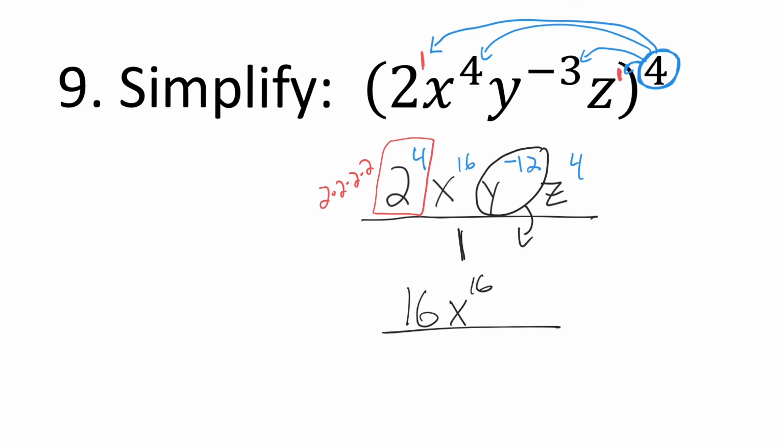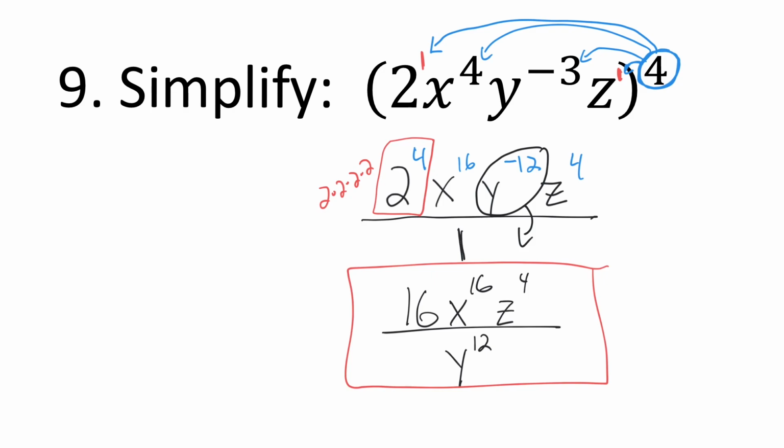X to the 16. Z to the 4th power. So everything stays the same except the y. The y is going to go to the bottom. Y to the 12th power. The exponent becomes positive. And one more time, I don't need that 1. You can make it an invisible 1 next to the y. So my answer will be this expression right there.